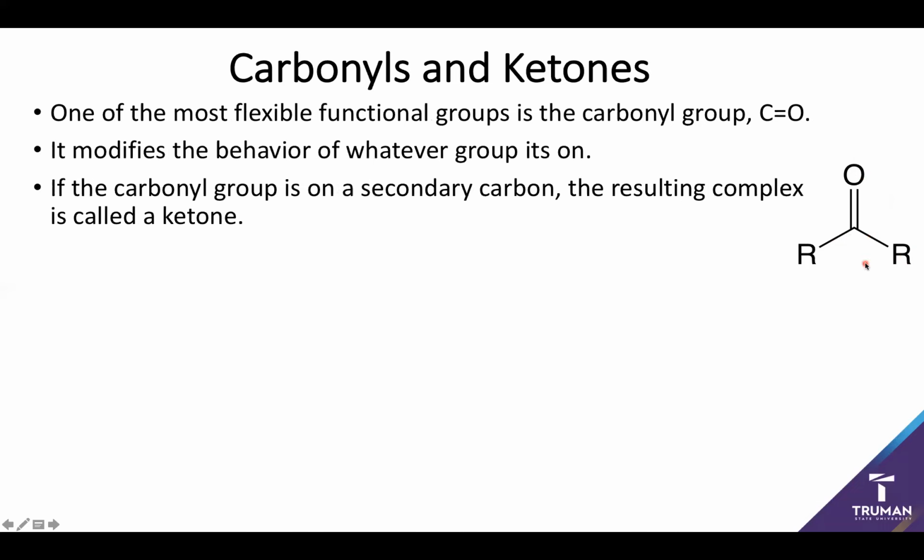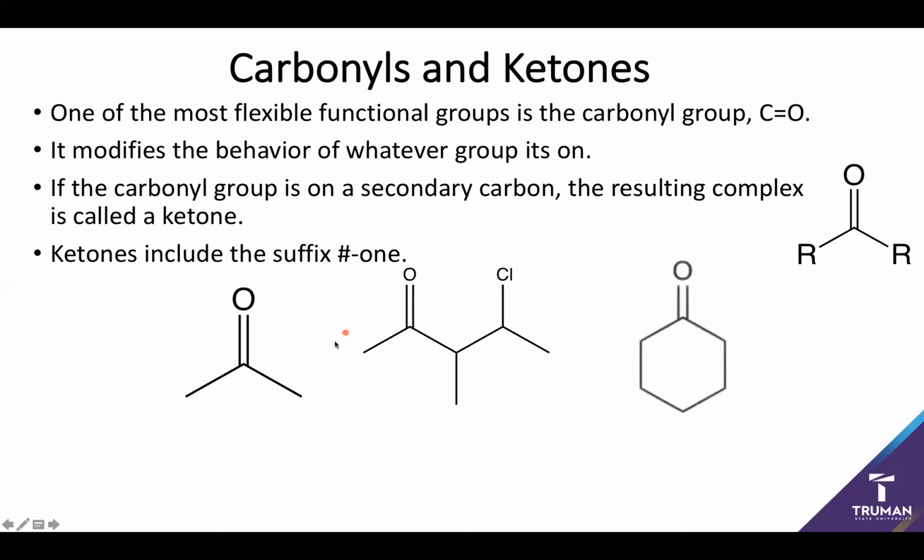And so one of the easiest things we can do is put this carbonyl group in between two carbon chains, and we get something called a ketone. So the big thing where you can note that something is a ketone is it has a suffix of -one. And that's it. So here's three fairly common ketones.